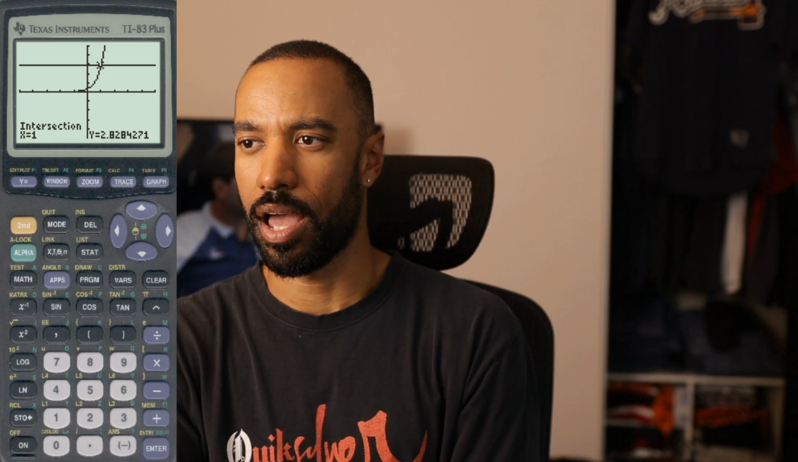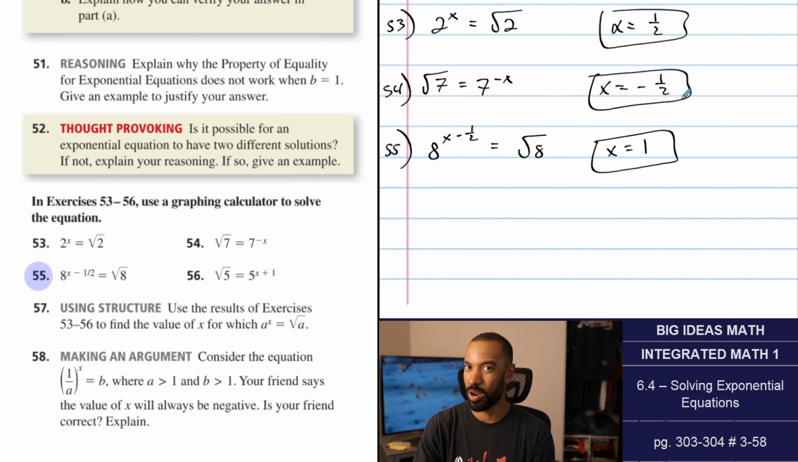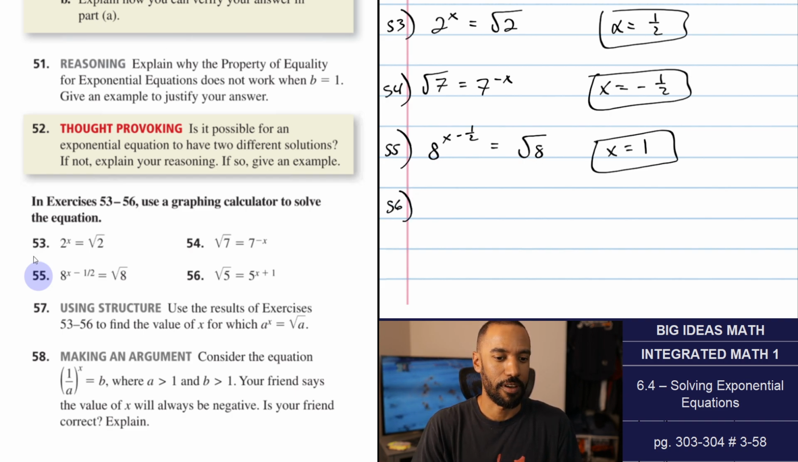Will that fit? Yeah, square root of 8 is 2 point something. So there's this one, and this is at an integer, x equals 1, which might make you go, wait, I was expecting a 1/2 of some sort. Well, you have to remember that this was 8 to the x minus 1/2 power, shifted 1/2 to the right. Remember that. And number 56 is square root of 5 equals 5 to the x plus 1 power. Again, they share these 5s together, but there's also a shift, shifted a whole 1 unit over. So I'm expecting some sort of decimal version. So square root of 5, and then here, 5 to the x plus 1.